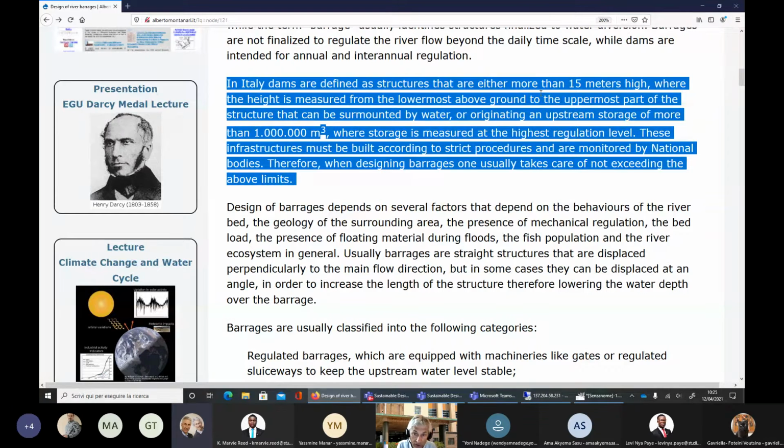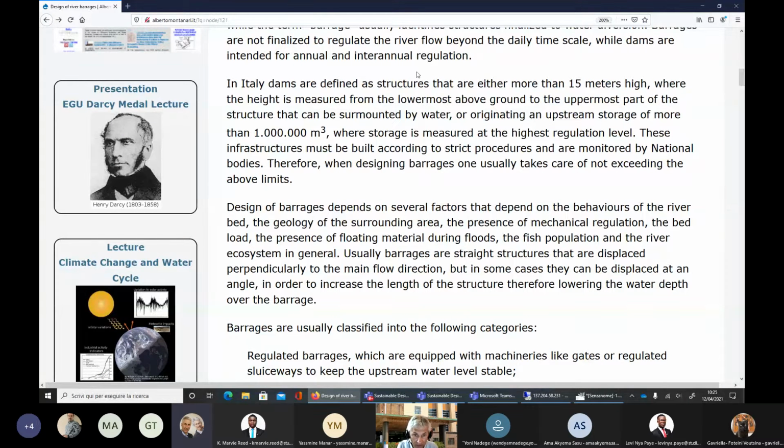Second condition, because I said either, okay, either more than 15 meters high, or second condition, originating an upstream storage of more than 1 million cubic meters, where storage is measured at the highest regulation level.